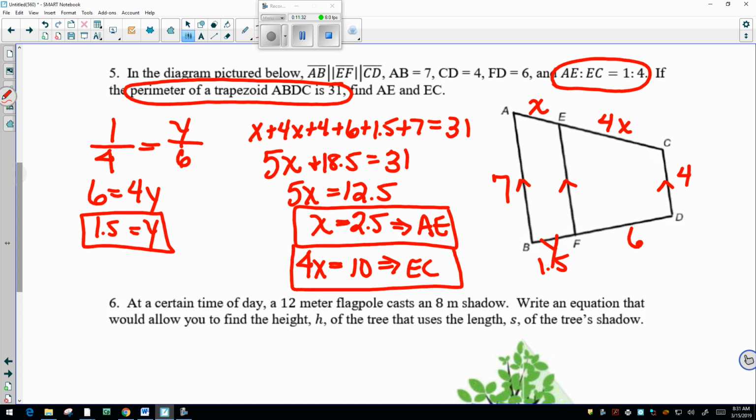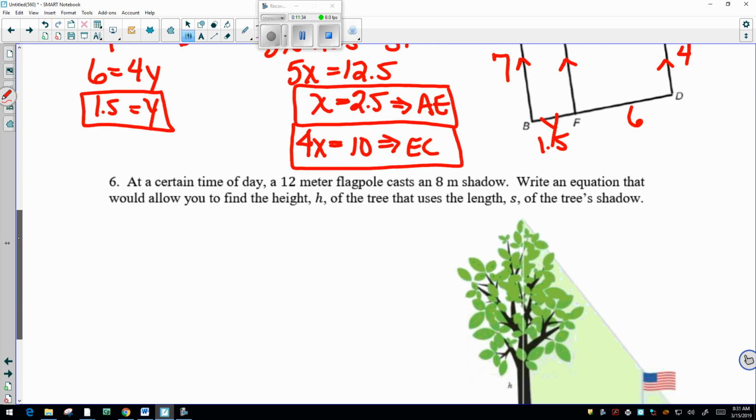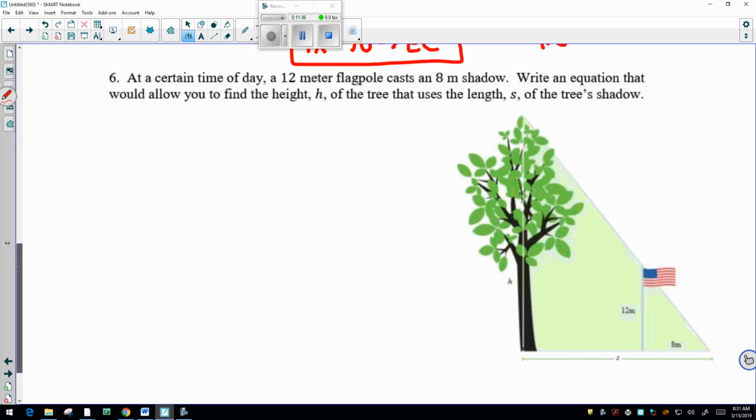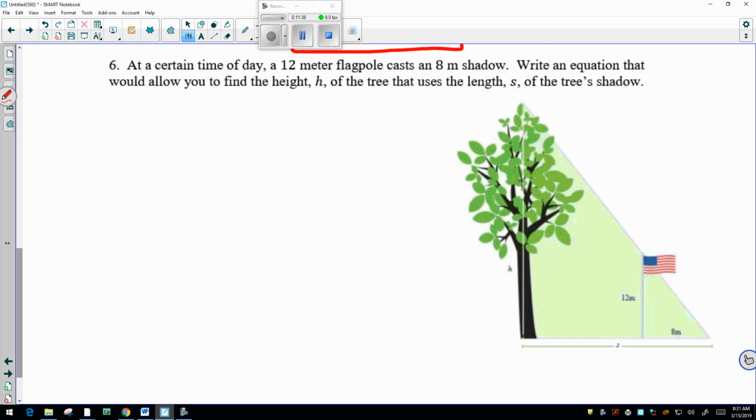Okay, and then lastly, if I'm looking at this maybe in terms of a real-world application. So it says at a certain time of day, a 12-meter flagpole casts an 8-meter shadow. First, we're going to write an equation that would allow us to find the height of the tree. It uses the length S of the shadow. So now, notice we have 2 variables right now. We're not really going to be solving just yet, but I should be able to make a proportion.